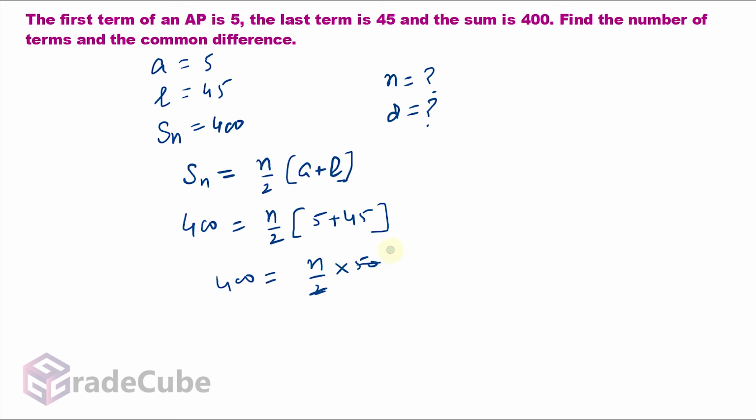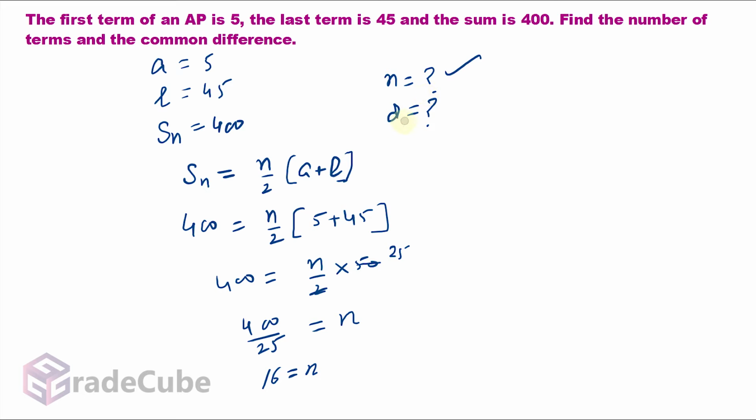So it cancels out. We can take 25 to the other side. Here it is being multiplied, so on the other side it will divide 400. So 400 over 25 is equal to n. Calculate it. It will be 16 equal to n. We have calculated the value of n.